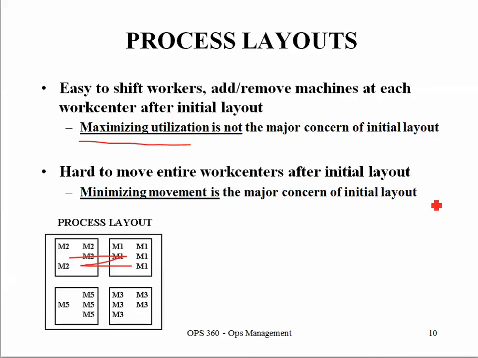What is hard to do, on the other hand, after the initial layout is to move entire work centers around. Okay? So what we want to focus on in the initial layout is minimizing movement, minimizing transportation cost. And by transportation cost, I mean the cost of moving parts and people from one work center to the next. So what that means is the work centers that I think are going to have the most material and human flow between them need to be located the closest together. So that's going to be our primary focus when we're coming up with a process layout, which is what we're going to do if we think we should lay out a job shop or a batch flow operation.